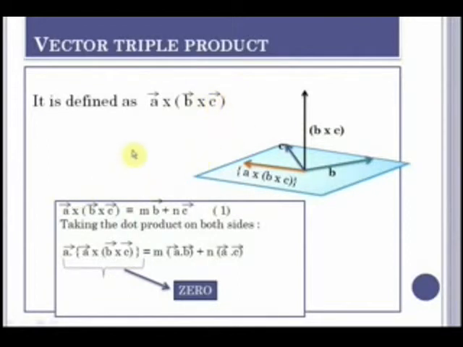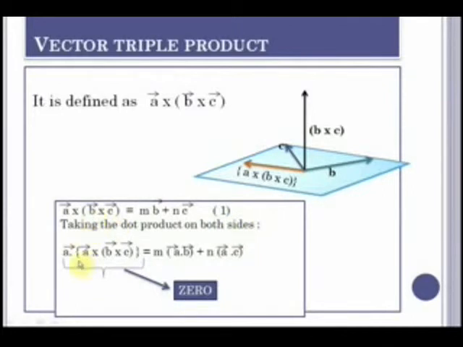Now as these three vectors are coplanar, we can write A cross B cross C equal to M times B plus N times C. Here we have taken this vector as a linear combination of B and C. Let us say that this is equation number 1. Now what we do is we take dot products on both sides with A.